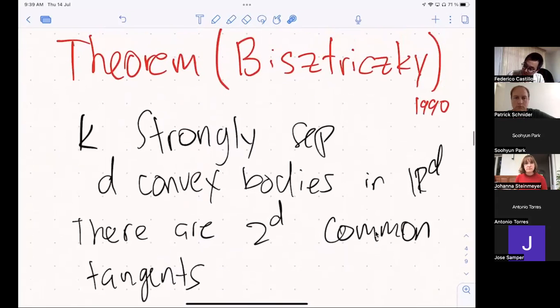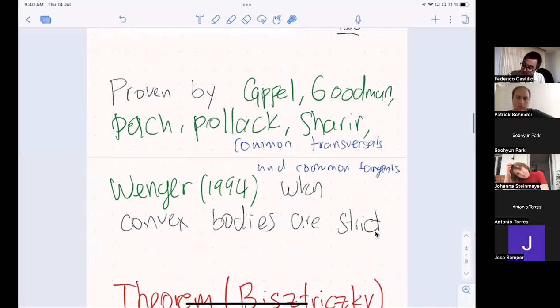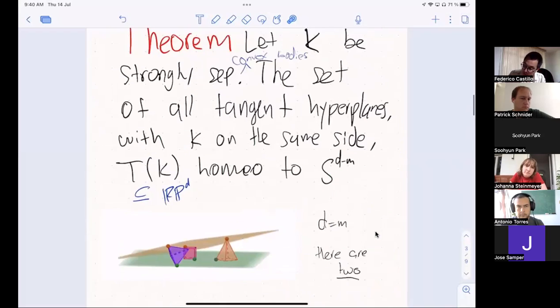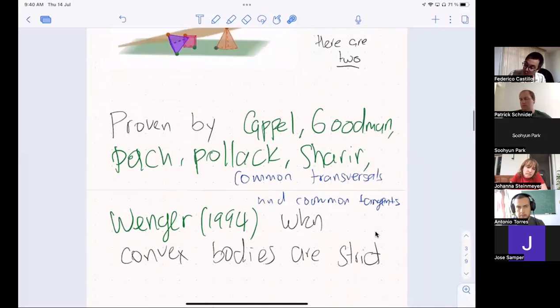In Bisztriczky's theorem, he has it for convex bodies. General convex bodies, he doesn't ask them to be strict. So his proof, well, I'll talk about his proof in a second, but in this paper, they proved our general statement when it is strict, and the rest of the statement. But in the case where n is equal to d, they can remove the strict condition. They say, well, in that particular case, we can prove that it works for all convex bodies.